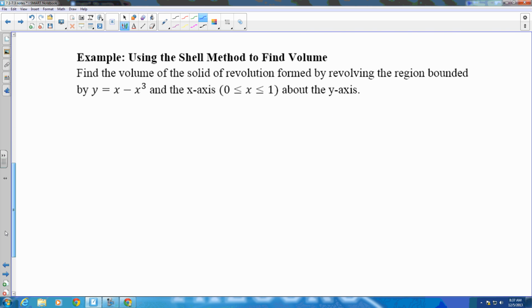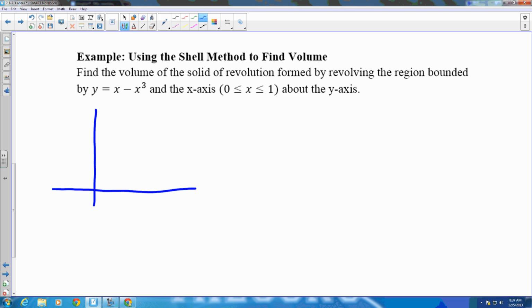Okay, so find the volume of the solid of revolution formed by revolving the region bounded by x minus x cubed and the x-axis from 0 to 1 about the y-axis. So we're going to be flipping it around the y-axis. The function looks something like that. This is from 0 to 1. We're trying to flip it around the y-axis. So what you want to do is identify what your p of x and your h of x are. We have to draw in a rectangle. It's going to be parallel to our axis.